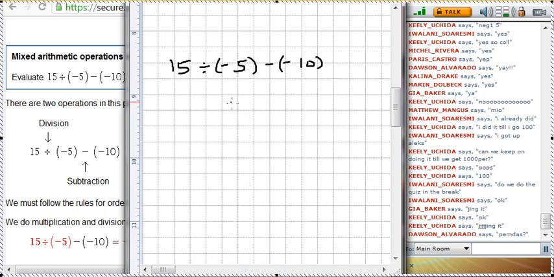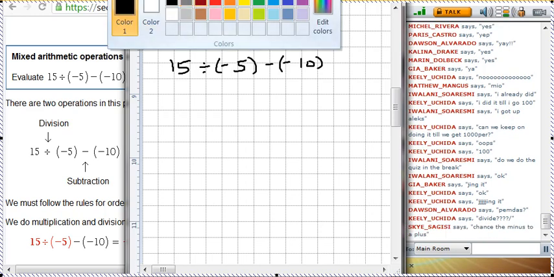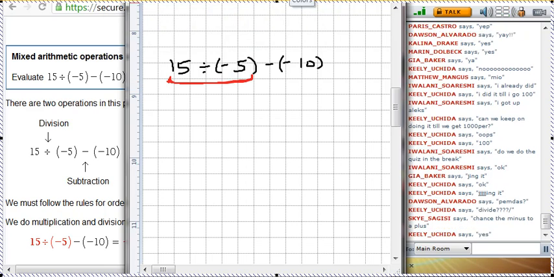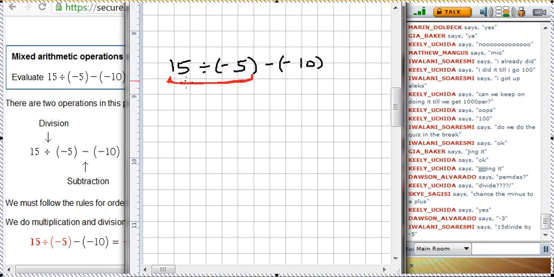All right, I totally agree with you. We're doing PEMDAS. So the first thing I want to do is I'm going to want to do this division part right here. Before I do anything. Got it? So, what is 15 divided by negative 5?